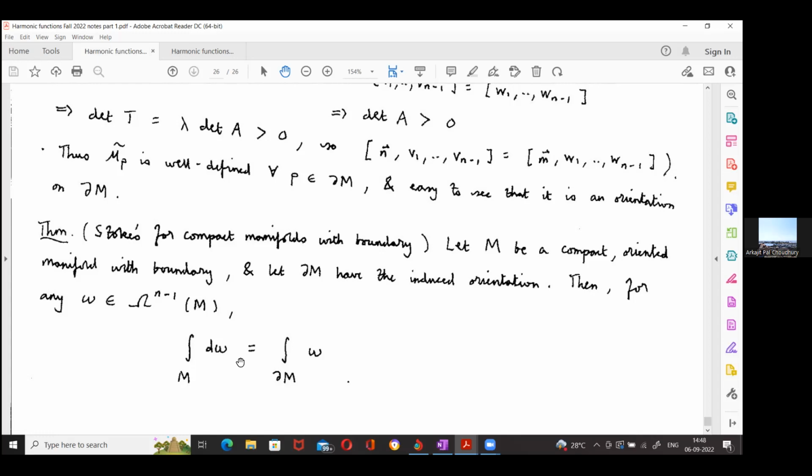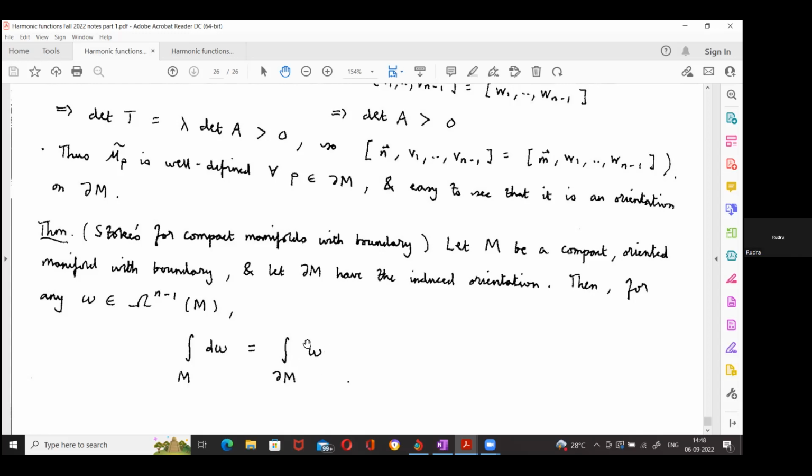So on the right hand side, we are looking at omega as a form on the boundary, right? So this is the restriction of omega to boundary M. What this means really is that you look at i star omega, the pullback of omega by the inclusion map, right? Exactly, that's right.